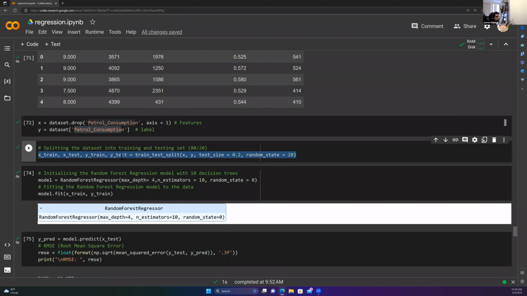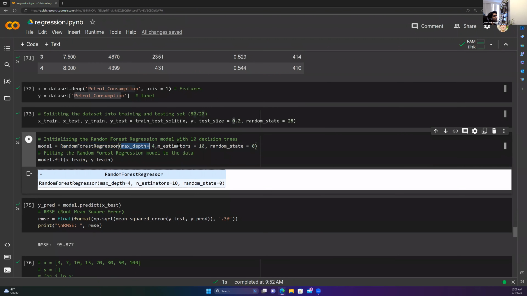So the first thing you would do is split your data set into train and test with a 20% split: train 80%, test 20%. And that's how you would do it. Random forest regressor. So now we're going to talk about the parameters of this function. You have max depth, number of estimators, and of course, random state is to reproduce the results again.